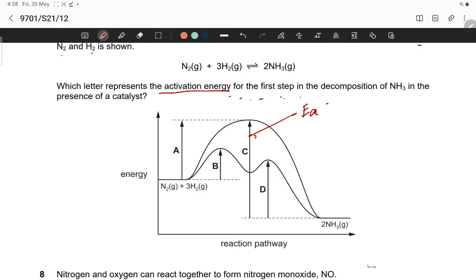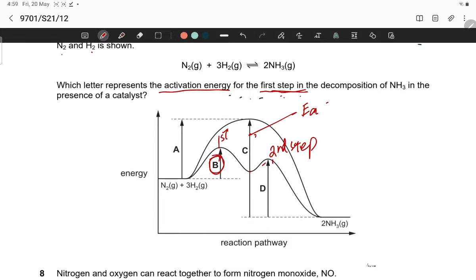So this process is carried out in two steps. So first step, decomposition, which letter represents the activation energy? So this is the first step and this is the second step. This is the activation energy of first step B and this is the activation energy of second step D. So he asked you to identify the activation energy of first step. So B is correct.